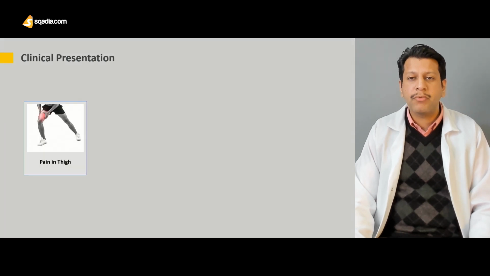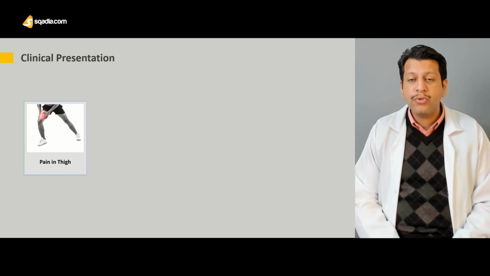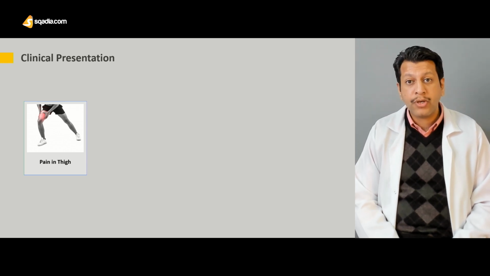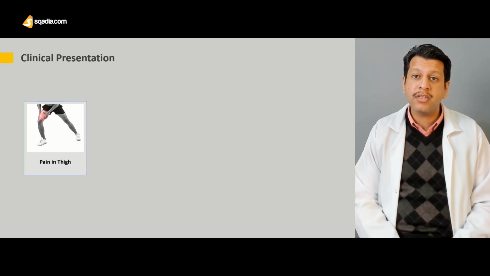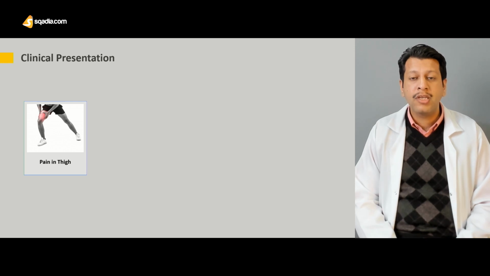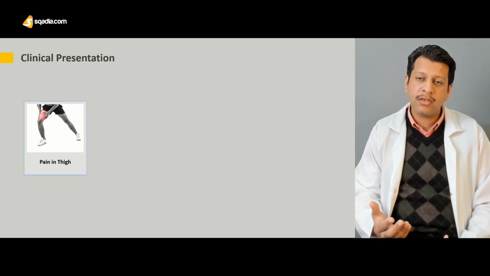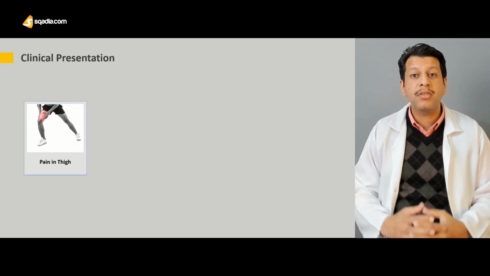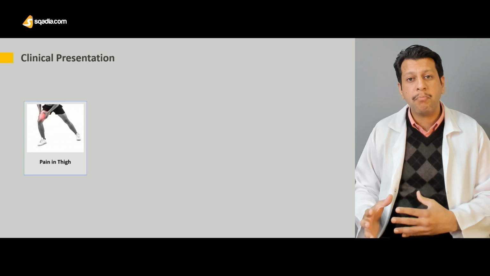Now coming to the clinical presentation. As I told you, there are certain risk factors. For example, adolescent age group, Afro-American ethnicity, obese children, and hypothyroid children have an increased tendency of developing slipped capital femoral epiphysis. Usually when you ask about the symptoms of pain, the most common symptom is sometimes the knee pain. It's never the hip pain.